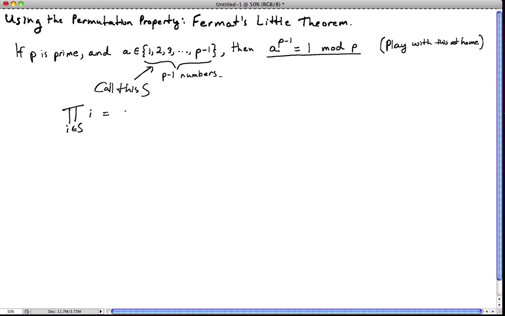Well, this is just p minus 1 factorial. Right? This is what you get when you multiply 1 times 2 times 3 times 4 times 5 times 6 all the way up to p minus 1. So this is a way of getting all these numbers multiplied together. I take p minus 1, I get p minus 1 factorial. Now, I want to use the permutation property. So what I want to do is look at a times S.